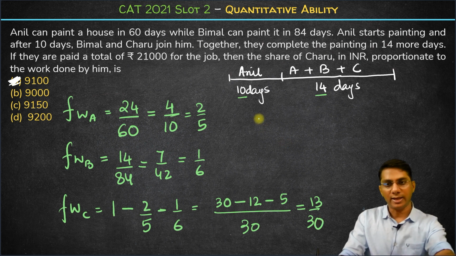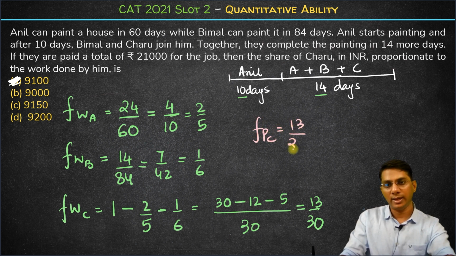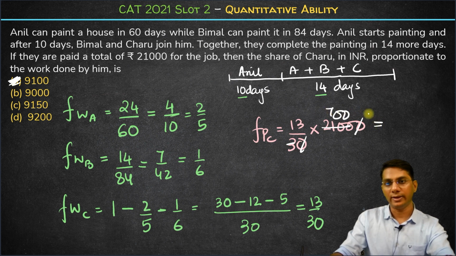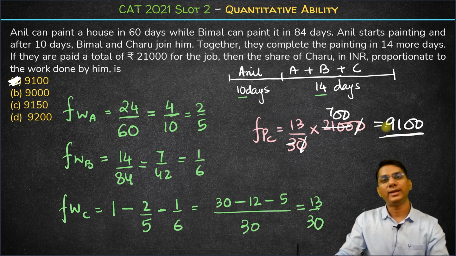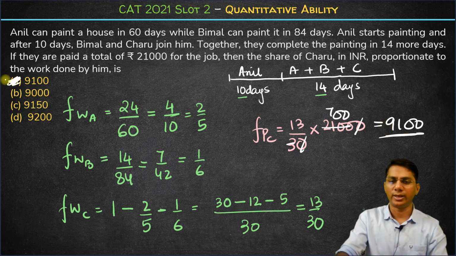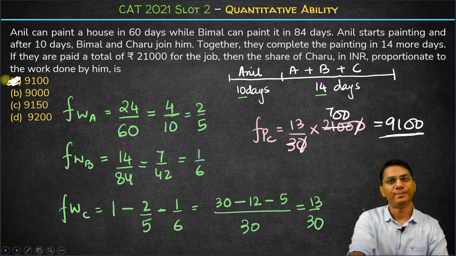Hence, the fraction of payment that Charu receives will be 13 by 30th of the total payment, which is 21,000. So the 0, 0 gets cancelled out, 2100 goes by 3, 700 times, and 700 into 13. So 7 into 13 is 91, giving 9100. So the payment that Charu receives will be the same, option A, 9100. Thank you.